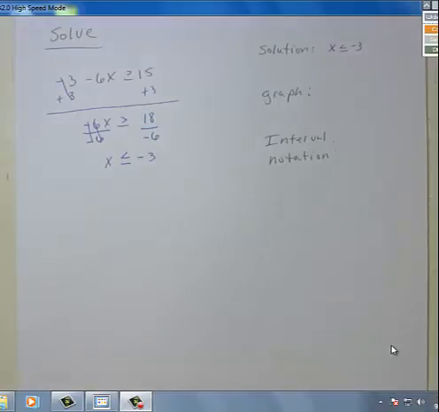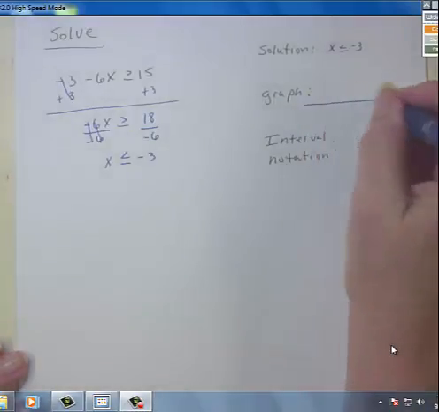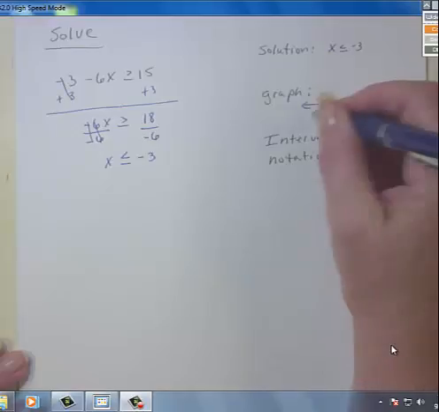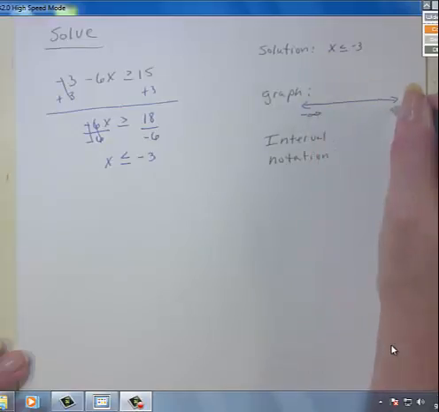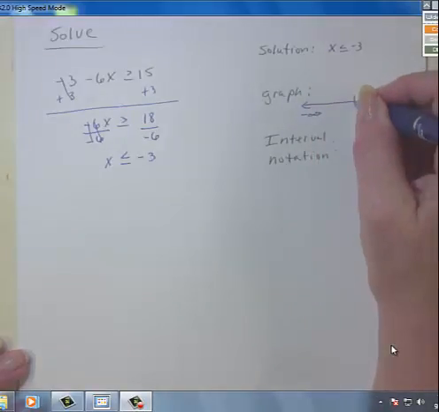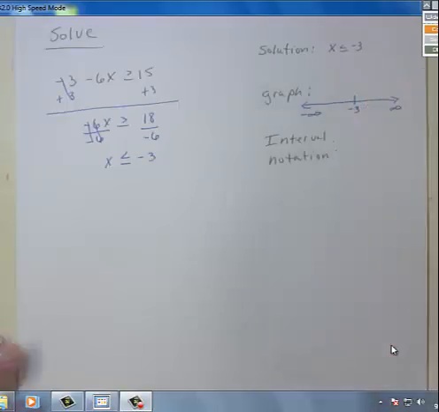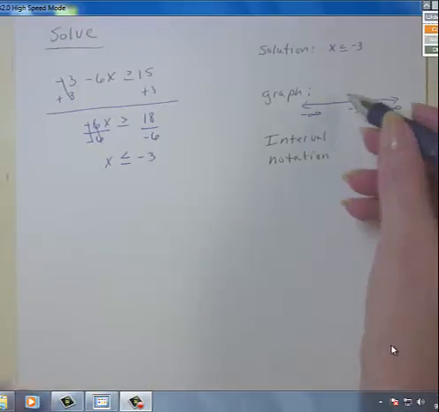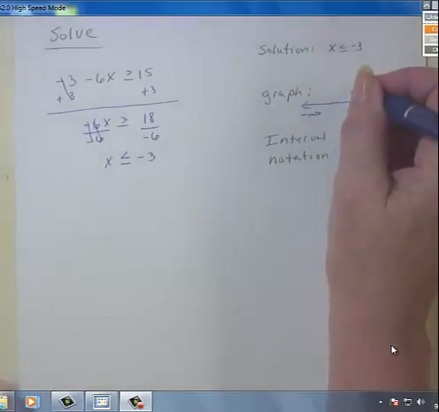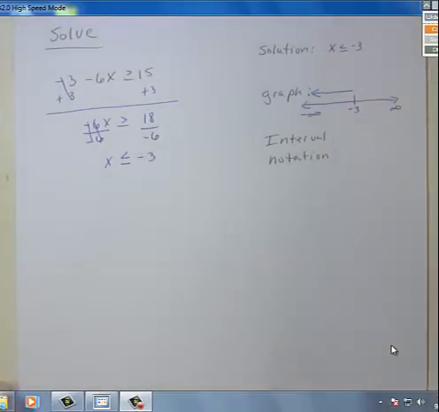Now to graph it, we are graphing it on a number line. You do not have to put a lot of numbers on it. You can put as many as you want, but you really only need the number that you are working with and your infinity signs. Because we have x less than negative 3, less than goes towards the left. So we're going to draw our arrow that way.